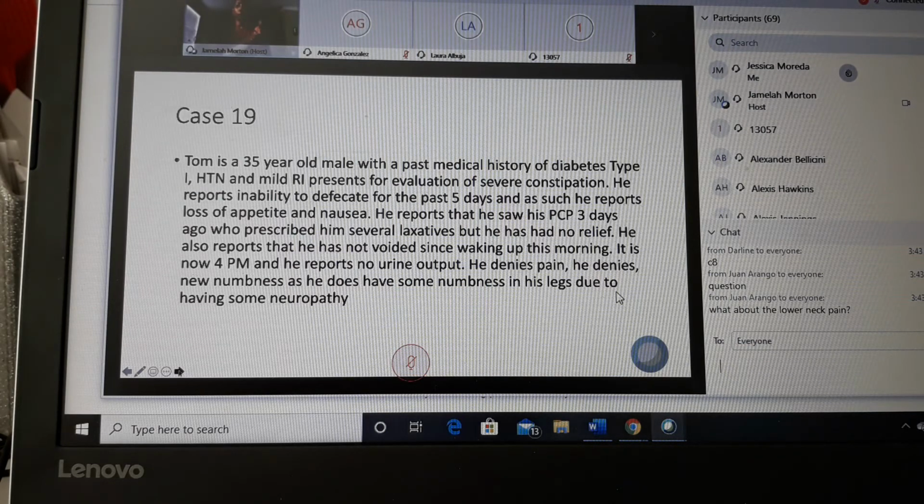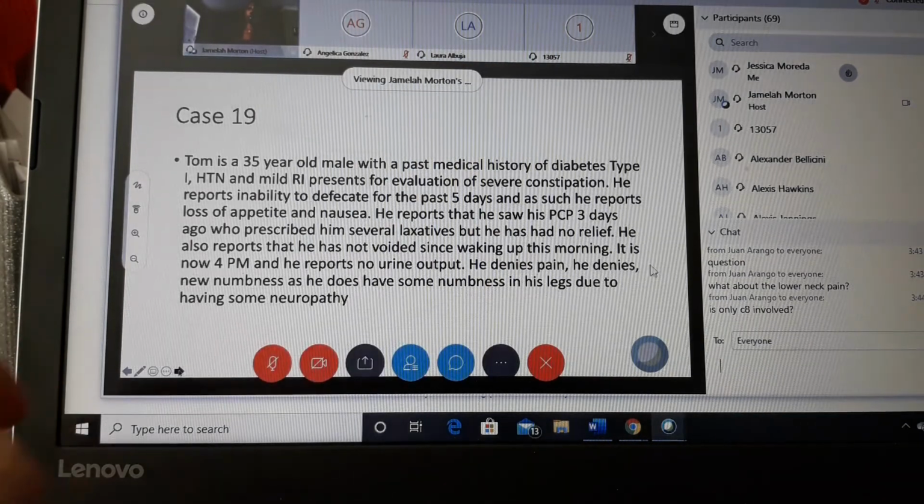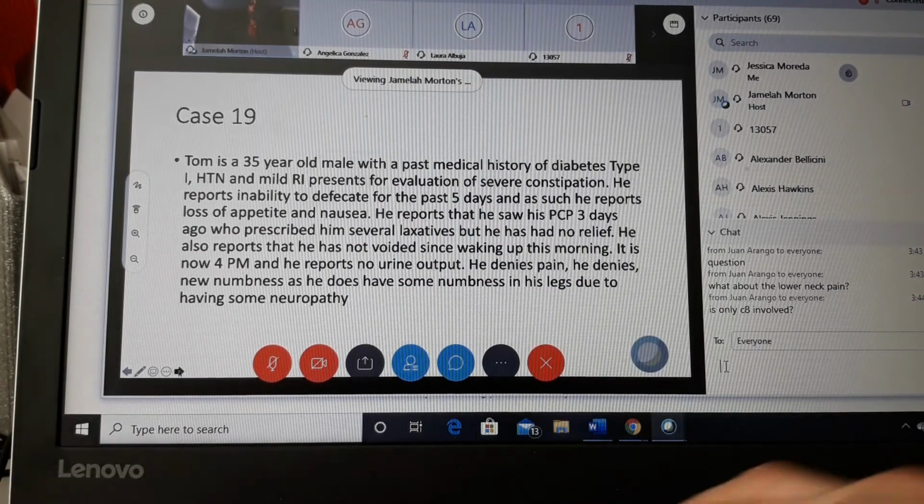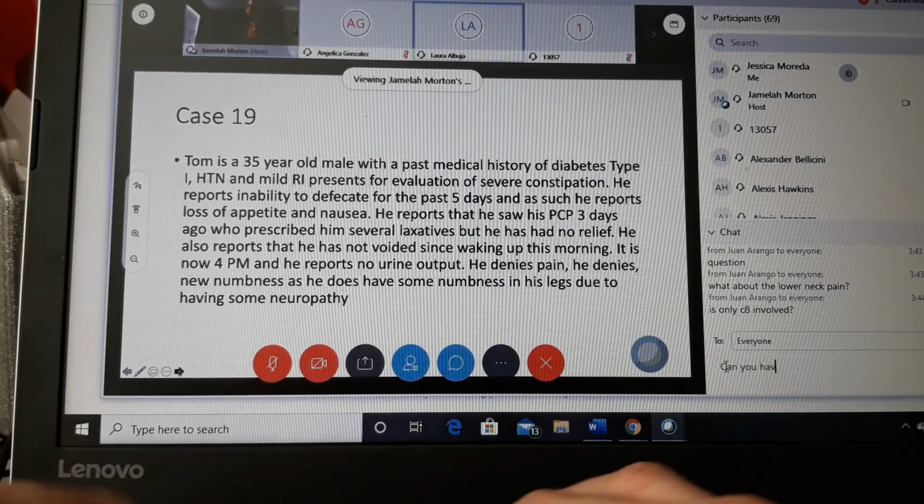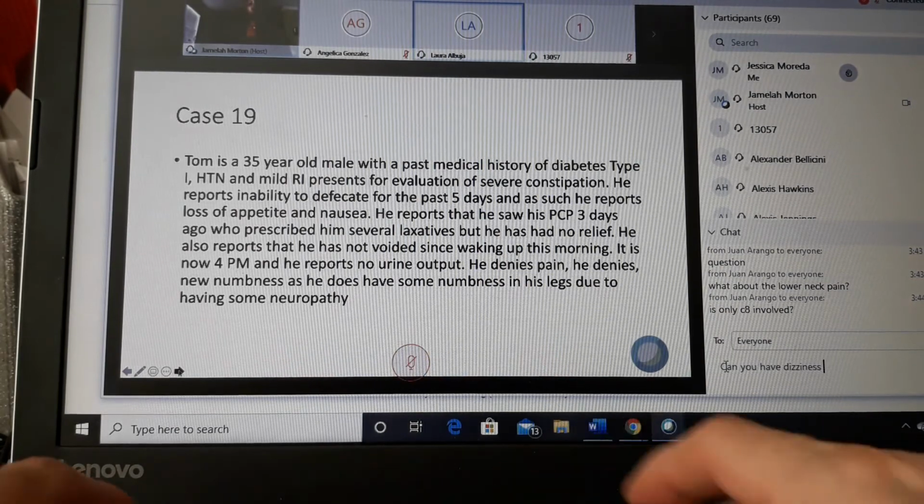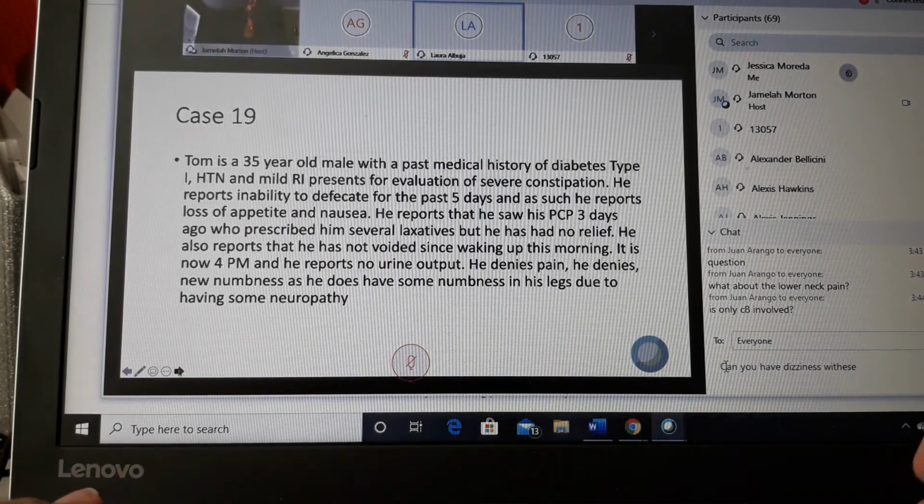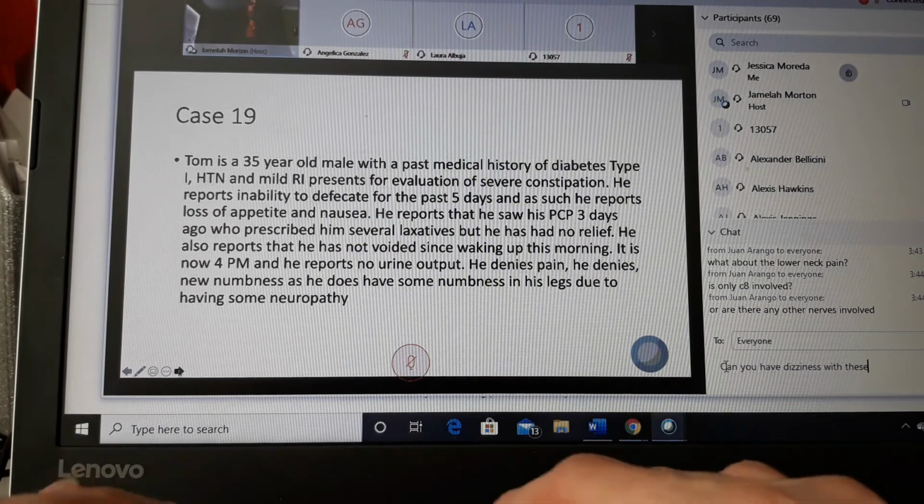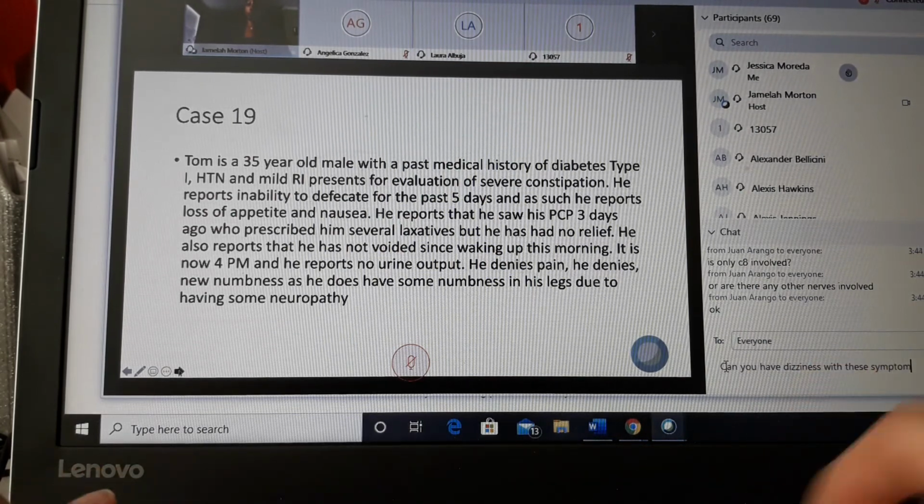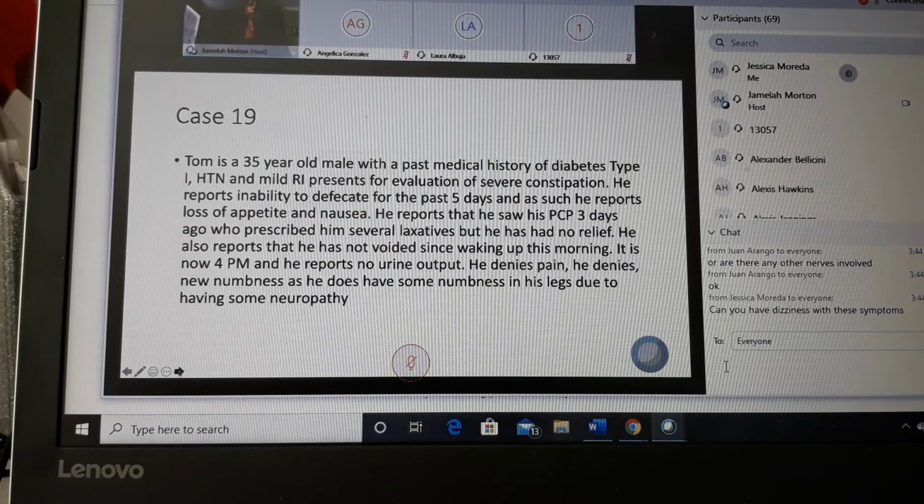Tom is a 35-year-old, wait, sorry, hold on before we start. Sorry, Dr. Morton. Question. What about the lower neck pain? I think from the last question. Well, usually they start with neck pain and then it shoots down. Okay? So that's the pain with the radiculopathy. Okay. So is usually only C8 involved or is anything else involved? Judging from the exam, it's only C8, the nerve root that's being compressed. Okay. Thank you. Right.